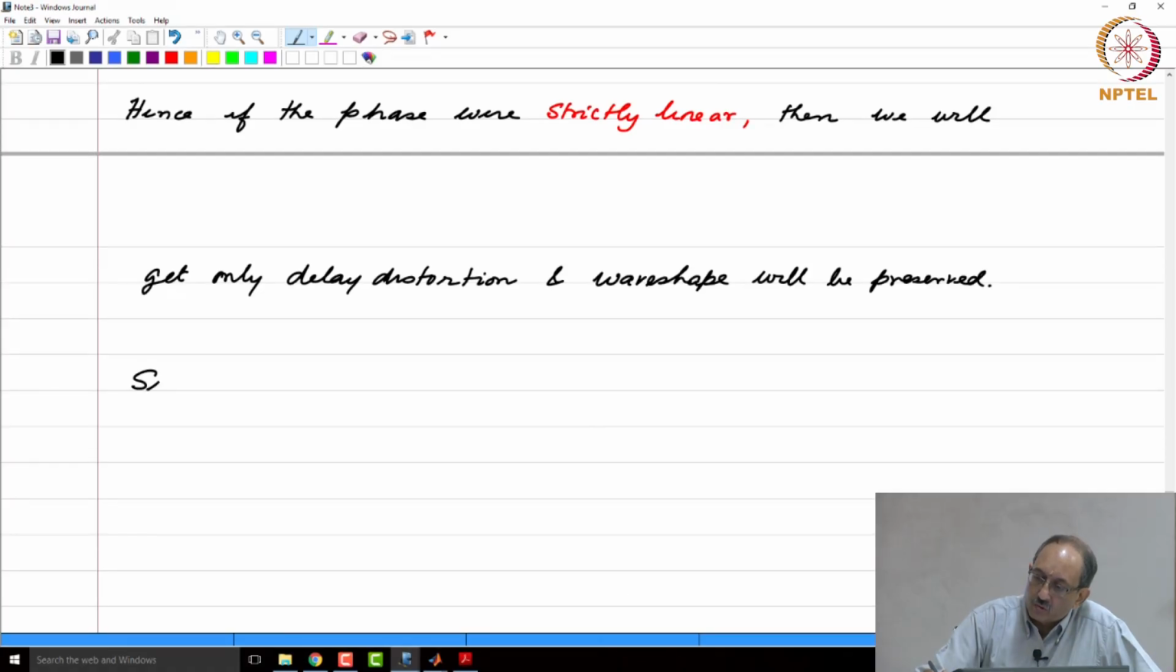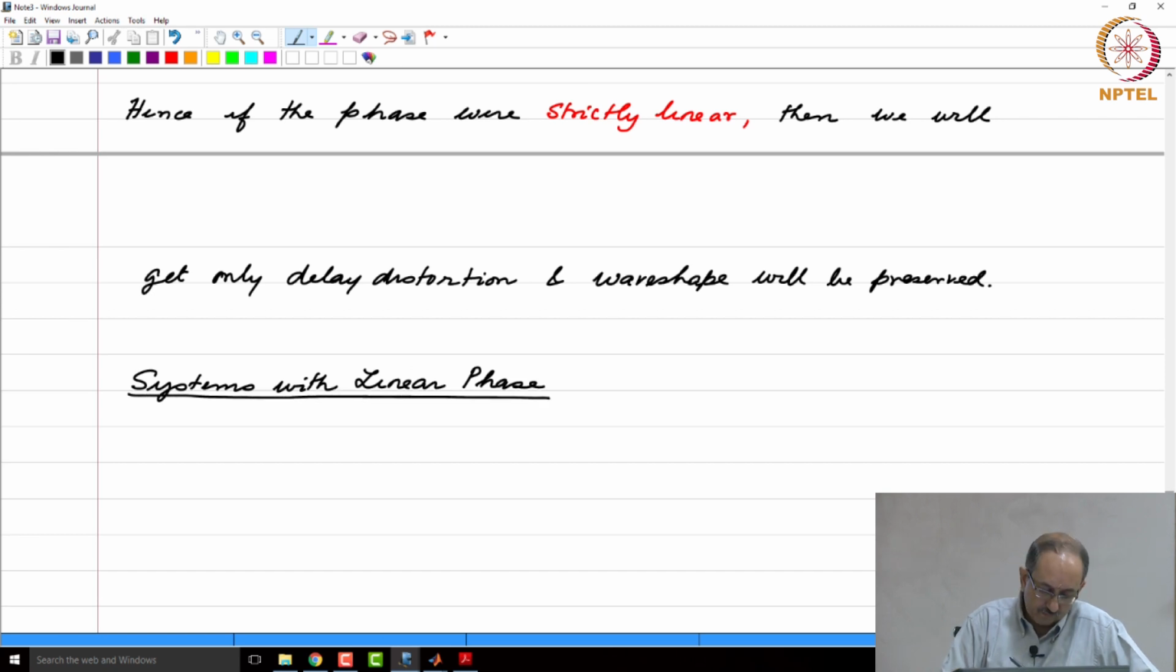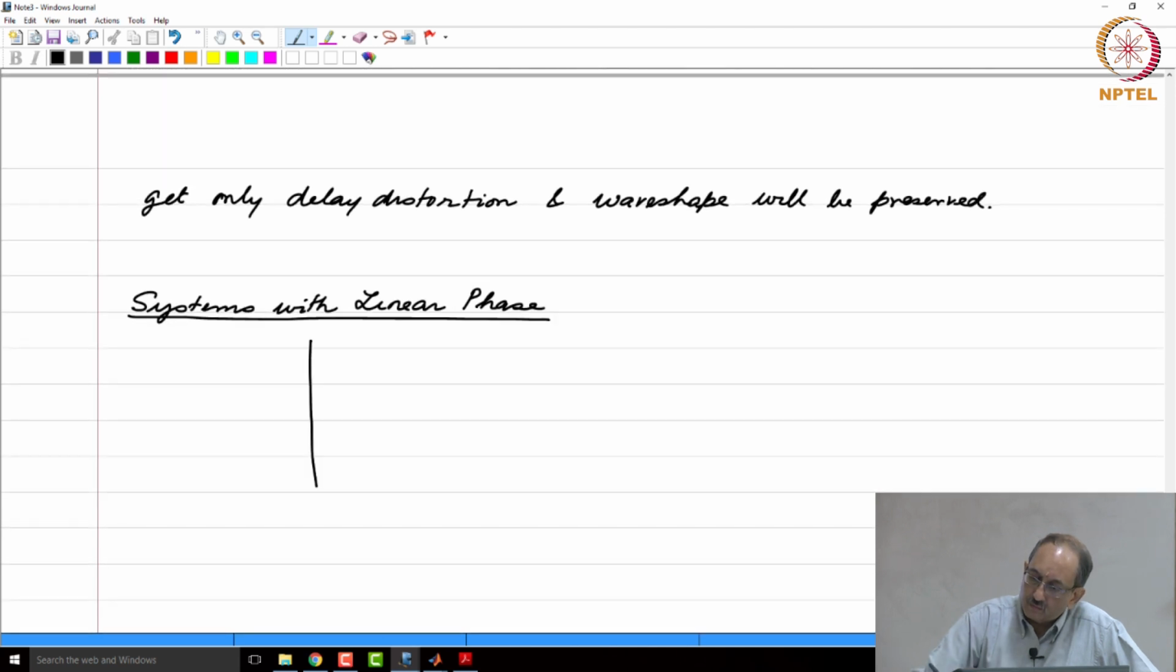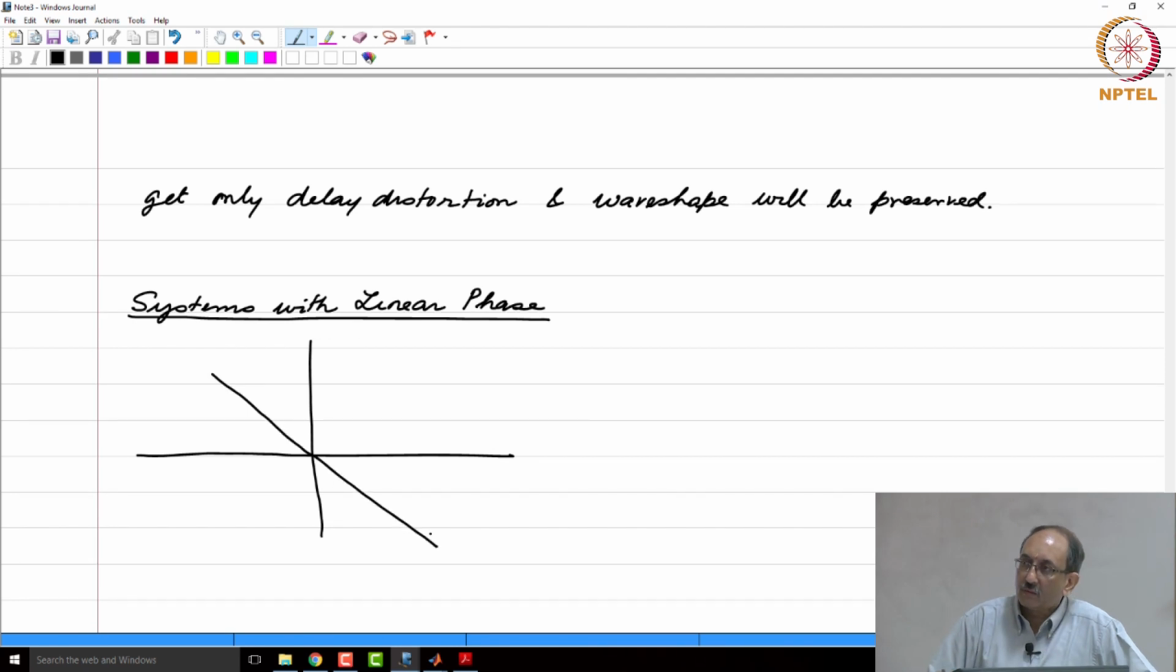Therefore, let us look at systems with linear phase. So, this is one example where the system has precisely linear phase.